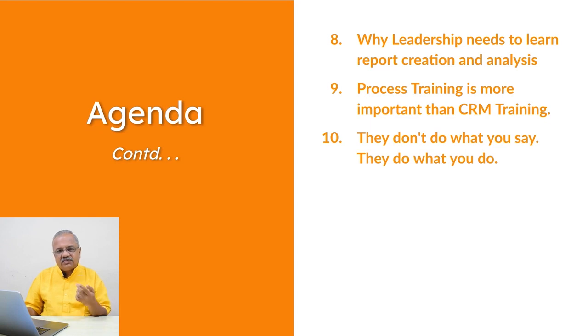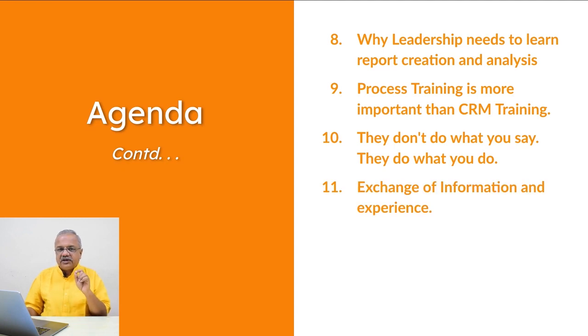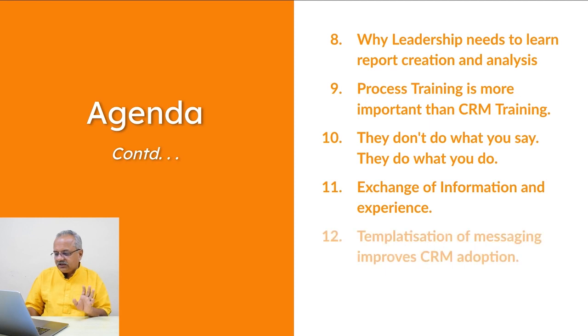Generally, it so happens that if you tell your team member to do a task, they don't do it. Its reason is explained here. They don't do as you tell them to do, but they do as you do. Why does this happen and how to handle or use this, we'll discuss in point number 10. In point number 11, we'll be taking up a very interesting point: how information and experience are exchanged. The better exchange you can do, the better speed you will get.